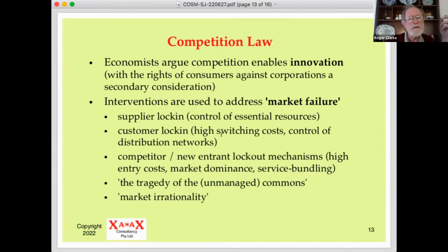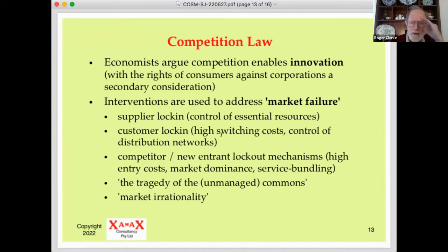Or control of distribution networks. Some of that is indulged in the context we're talking about. Competitor or new entrant lockout mechanisms is the big one that we're facing here. High entry costs for anyone getting in, existing dominance of the market, and service bundling, which makes it very hard to come in from the edges. That's a big one. There's also a couple of others that have been recognised in more recent years.